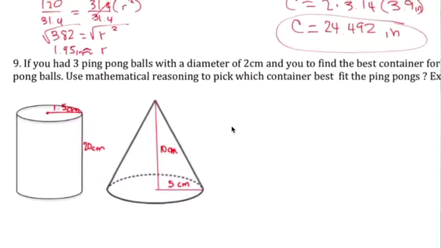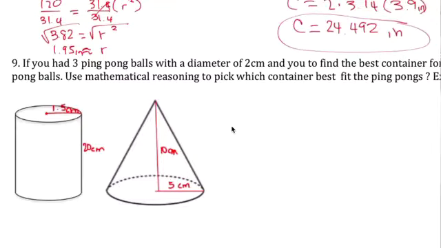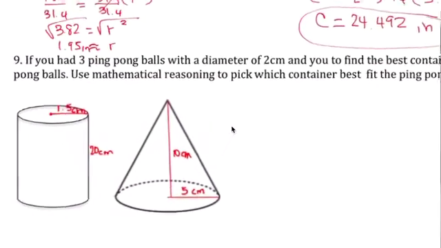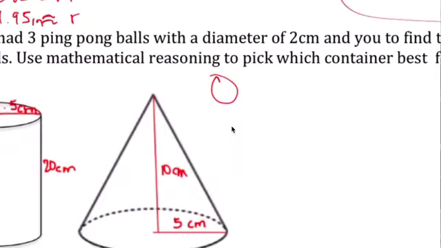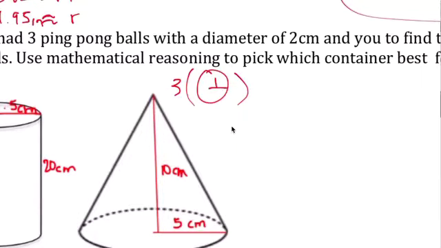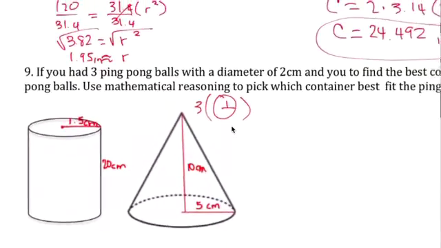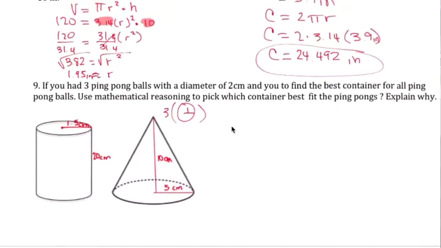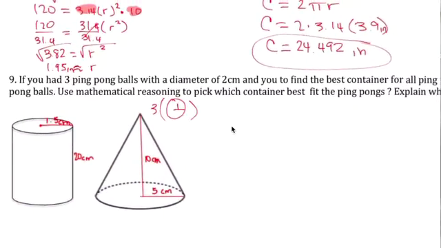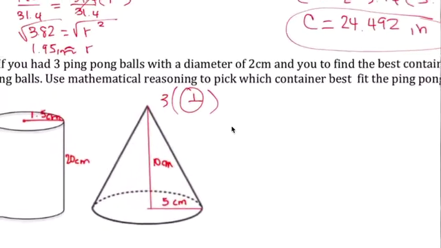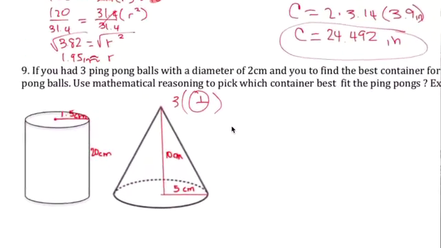If you have 3 ping pong balls with a diameter of 2, so the ping pong ball, the sphere, has a radius of 1, and you have 3 of them. Okay, find the best container for all the ping pong balls. Use mathematical reasoning to pick the container that best fits the ping pong balls. Explain why. Okay, you want to fit with the least amount of room.